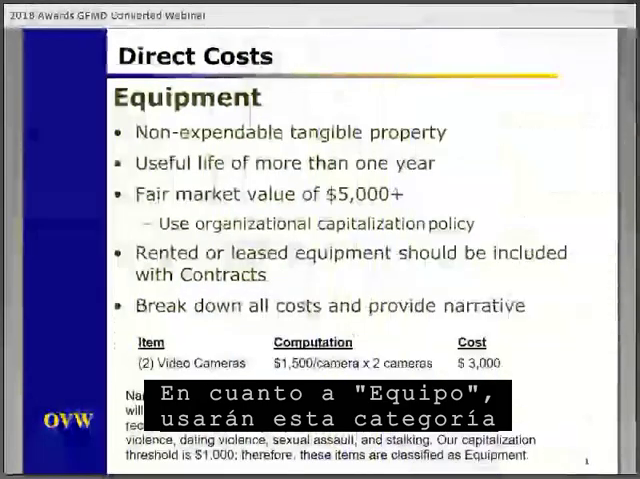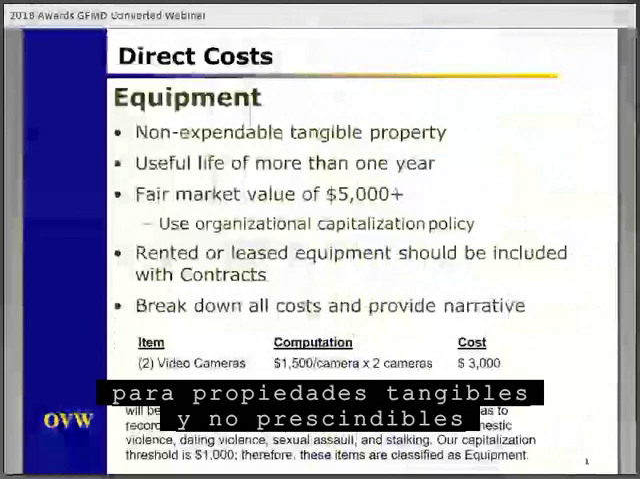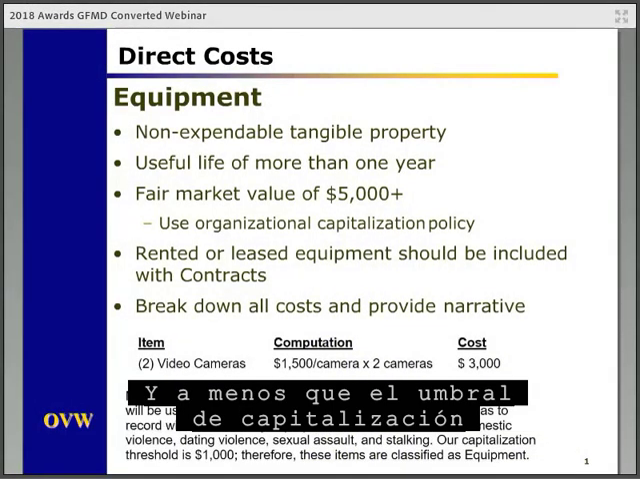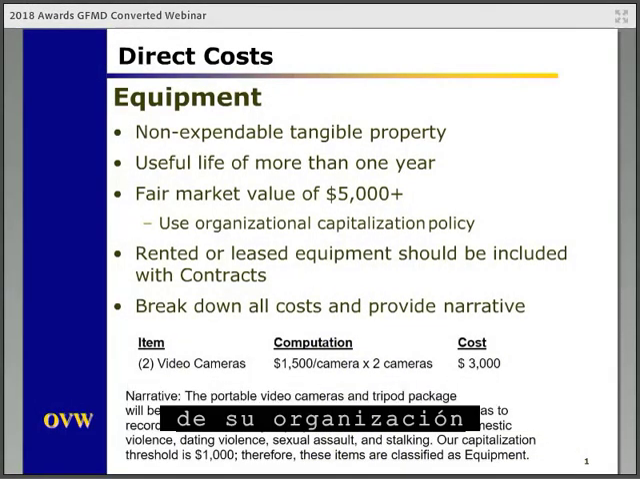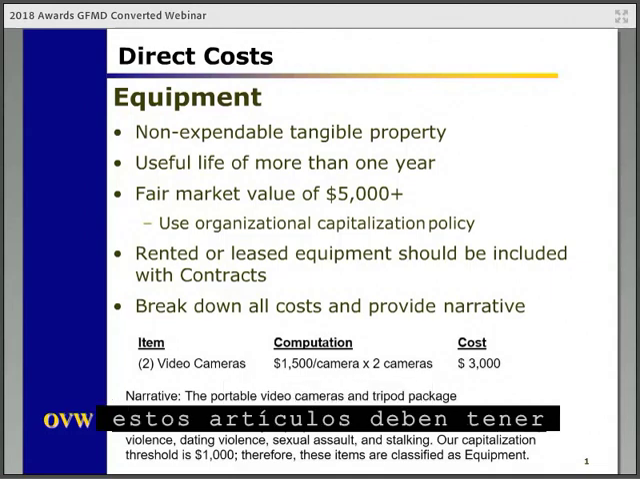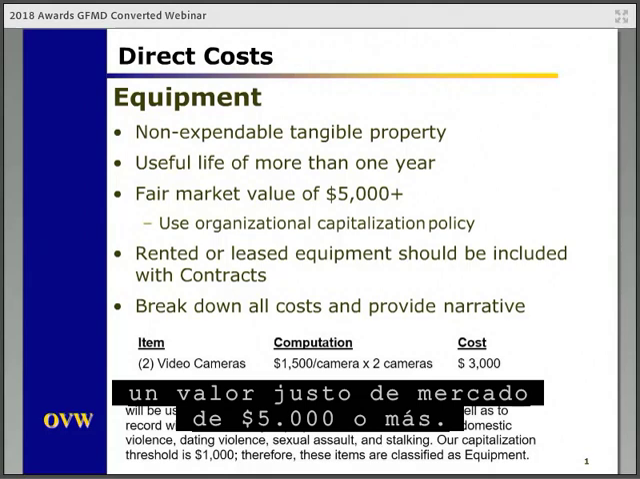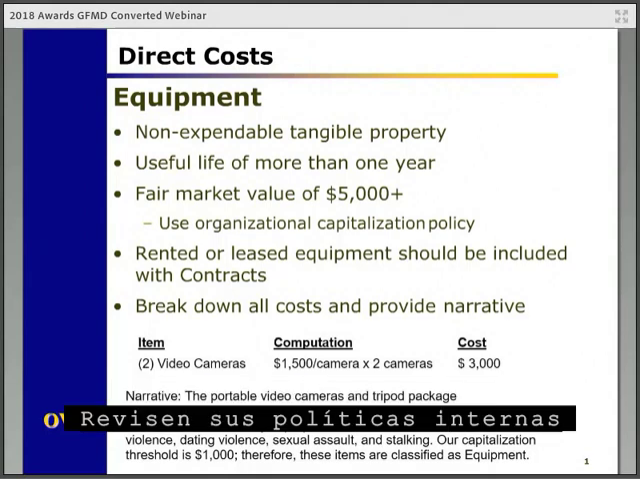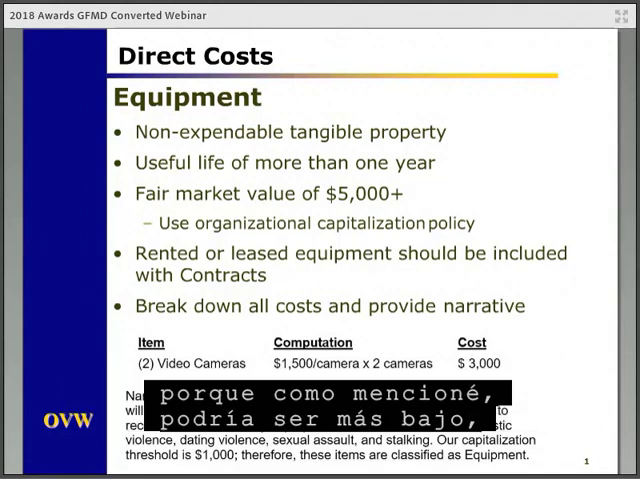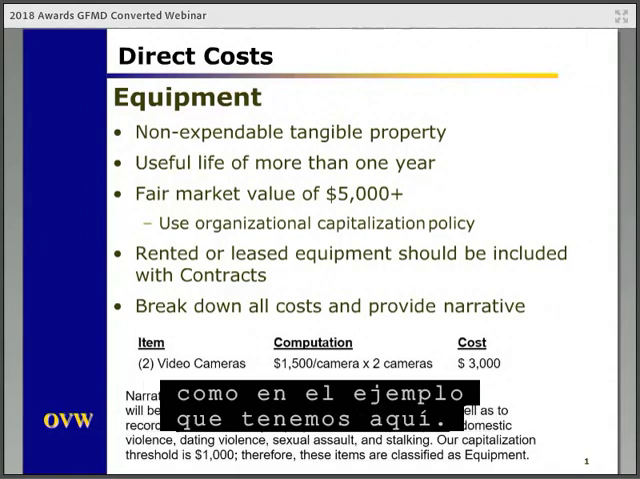Moving on to equipment, you'll use this category for non-expendable tangible property with more than a year's useful life. And unless your organization's capitalization threshold is lower than the federal threshold, equipment items should have a fair market value of $5,000 or more. Check your internal policies if you're not sure what your capitalization threshold is, because as I mentioned, it may be lower, like in the example we have here.